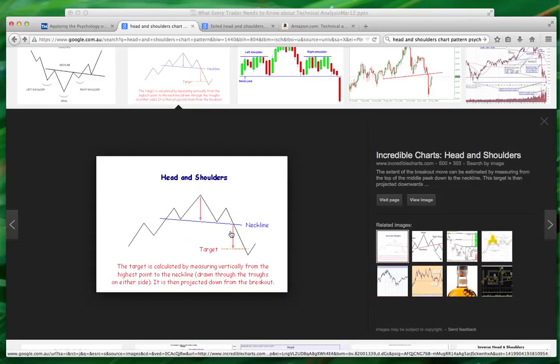They also give us an objective, how far it should fall once this neckline is broken, and that is a distance. If we measure this neckline here, which is below the two lows of the shoulders, the distance from the top of the head to the neckline, this distance here, we then use that distance from when the neckline is broken, and that gives us the target, we're told. That's a target. So that's a classic head and shoulders pattern there. So we're told how it works, and we're told the psychology of it, so now we understand a little bit more about it.